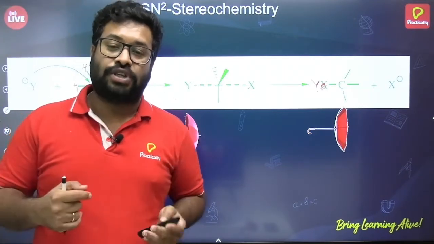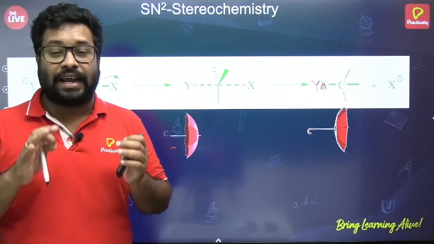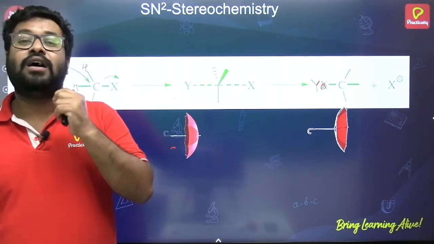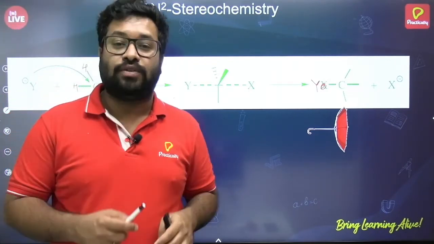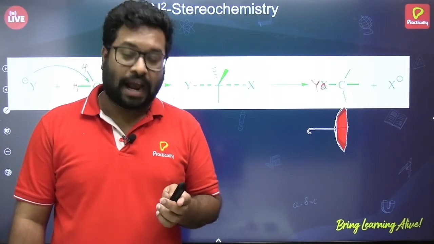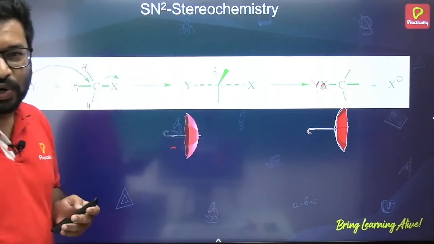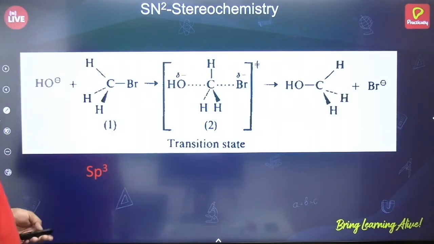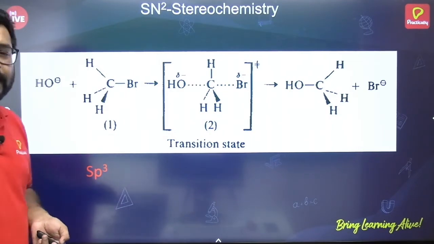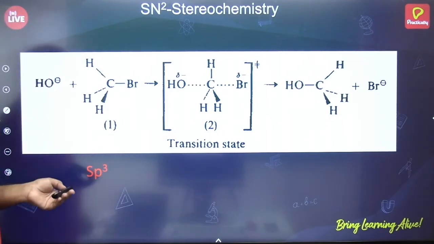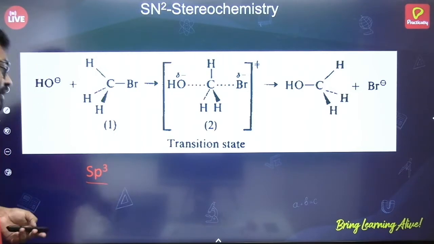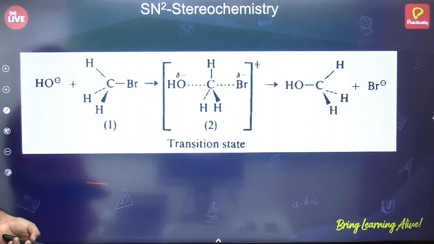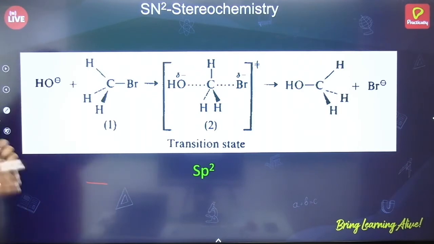But to check whether inversion has really happened or not, you need an optically active substrate. Then and only then can you identify it. Moving ahead, now again the transition state, as I told you, starts with sp3, right? And where it goes into the midway state, it goes to sp2. So the same thing is there.